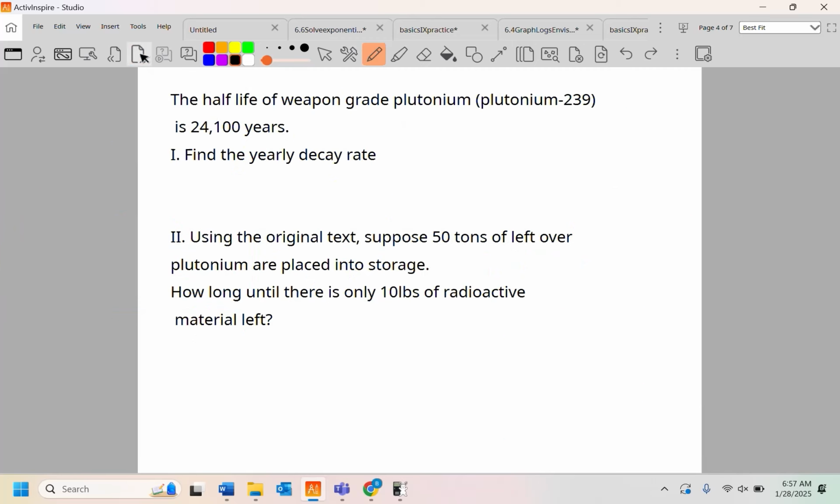All right, the half-life of weapons-grade plutonium, plutonium-239, is 24,100 years. Find the yearly decay rate. I don't know my principal, nor do I care. It's 1/2 to the t over 24,100. So here's a formula. I can move part of that in and leave the t over. And this is what I want to know.